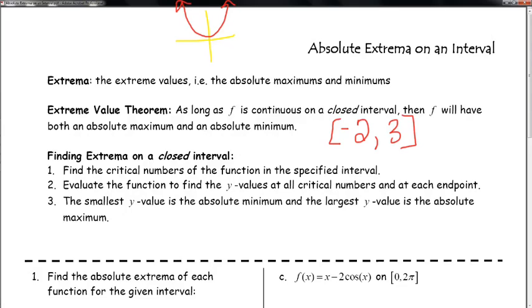And so when you try to find extrema on a closed interval, find the critical numbers, which we've been talking about. You evaluate the function to find the y values at all the critical numbers and at each endpoint. The smallest y value is the absolute minimum. The largest y value is the absolute maximum. Sometimes you'll see this called the candidates test.